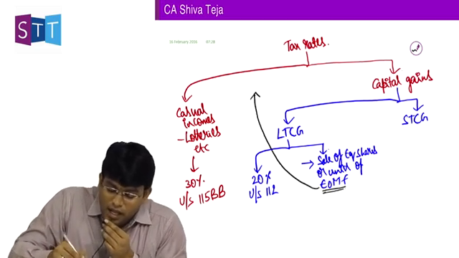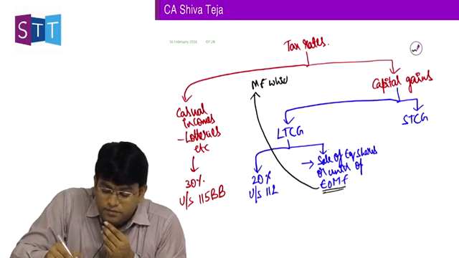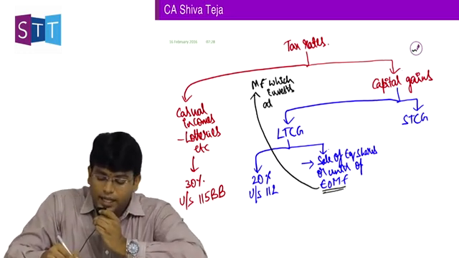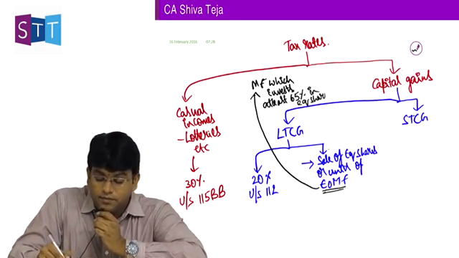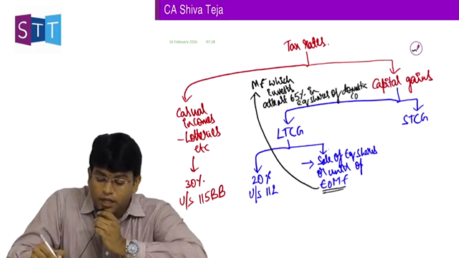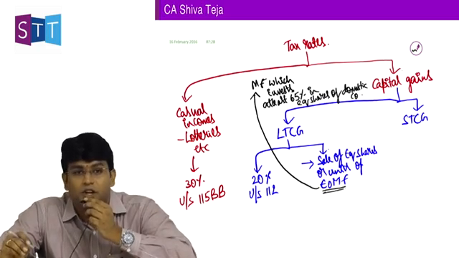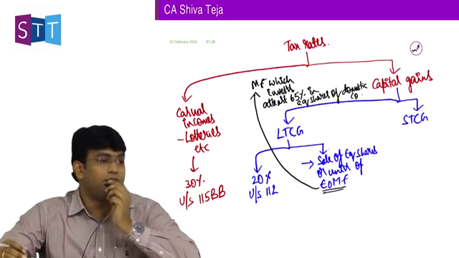Sale of equity shares or units of equity-oriented mutual fund. Please see here. An equity-oriented mutual fund means a mutual fund which invests at least 65% in equity shares of domestic companies. Domestic means an Indian company. A fund which invests at least 65% in equity shares of domestic companies, we call it an equity-oriented mutual fund. Okay, guys?